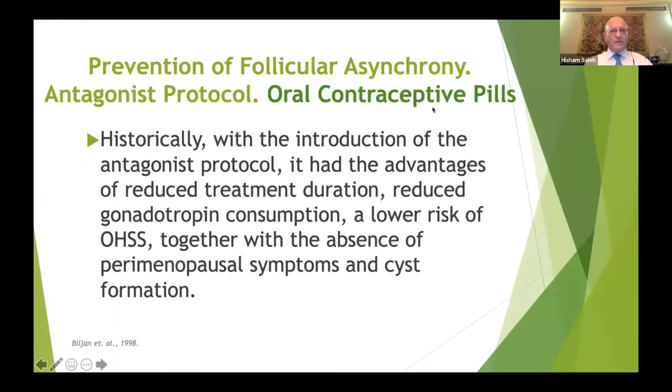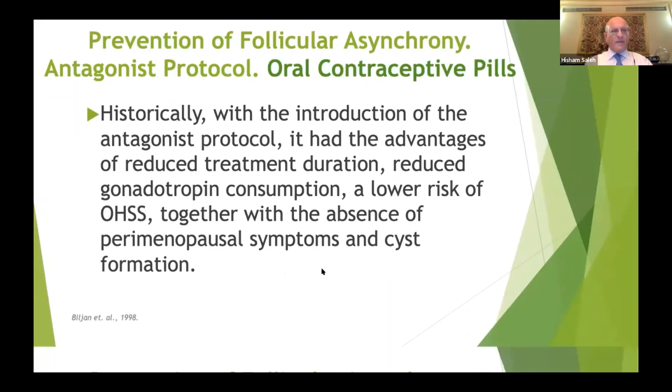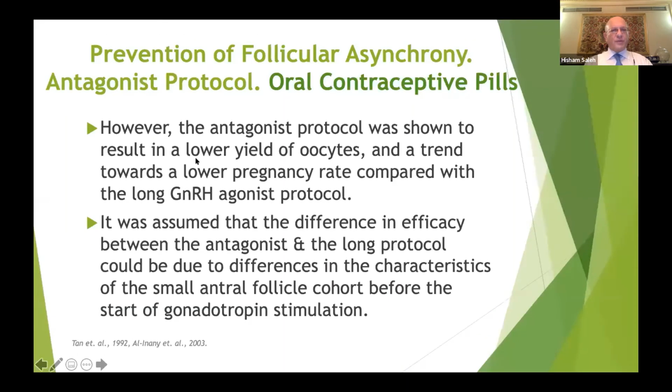First, oral contraceptive pills. Historically, the introduction of the antagonist had the advantages of reducing treatment duration, reduced gonadotropin consumption, a lower risk of ovarian hyperstimulation, together with the absence of perimenopausal symptoms and cyst formation. However, the antagonist protocol was shown to result in a lower yield of oocytes and a trend towards a lower pregnancy rate compared with the long protocol. It was assumed that the difference in efficiency between the antagonist and the long protocol could be due to differences in the characteristics of the small antral follicle cohort before the start of gonadotropin stimulation.